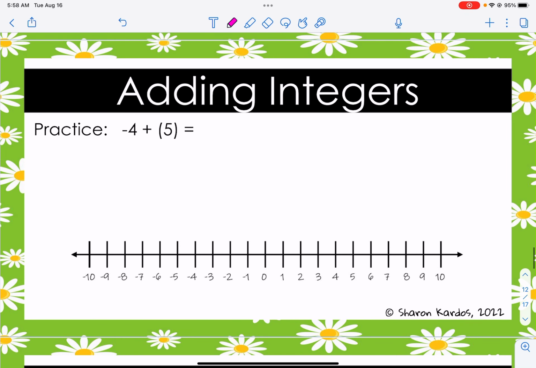All right, here's another example problem. Take a minute, try this problem. Use the number line if you need it, and then start the video again. Okay, so we're going to start at 0. The first number is negative, so I'm going to go backwards 4.